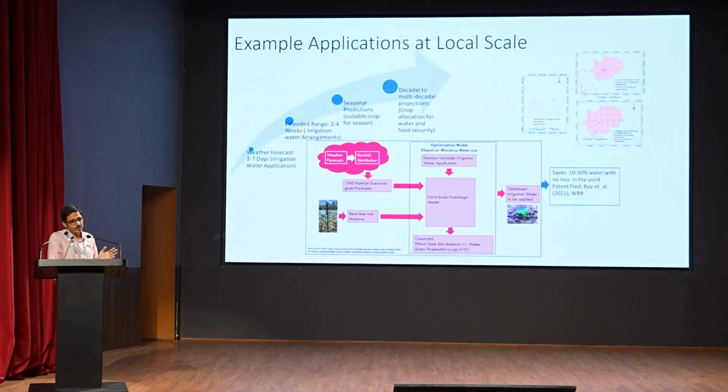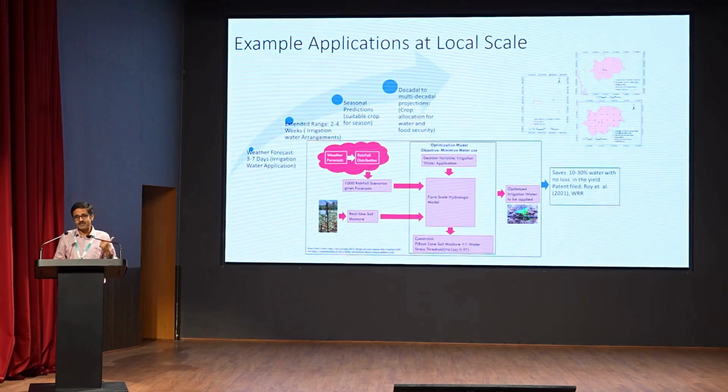And when we co-developed this method, we found that 10 to 30% water saving is possible straightaway without any loss in yield. Of course, it was patented, and after that there are follow-on publications and so on. But we also found that this is working not only for 3 to 7 days, but even up to 12 to 14 days, 2 weeks in advance. You are able to tell the farmers more or less correctly how much water is needed for their farms, which was very useful.